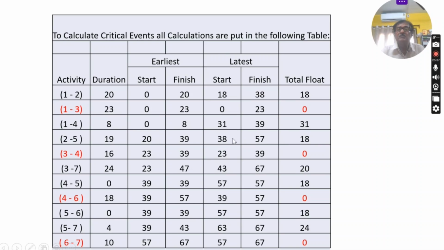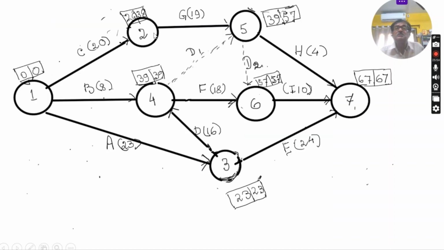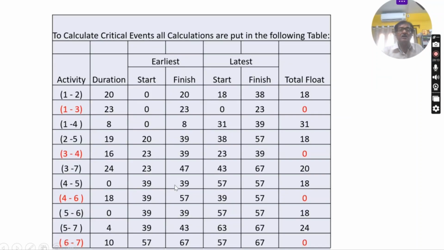For 2-5, the latest finish time... For 2-5, the earliest start time is 20 and the latest finish time is 57. Sorry, this is 2-5: earliest start time is 20 and latest finish time is 57. You can check any other.